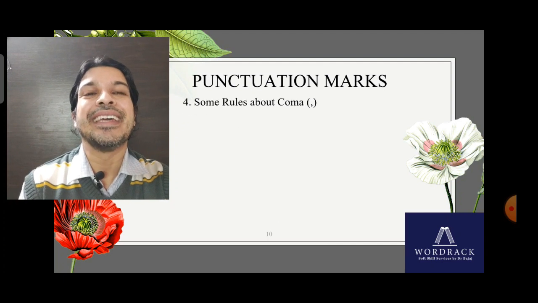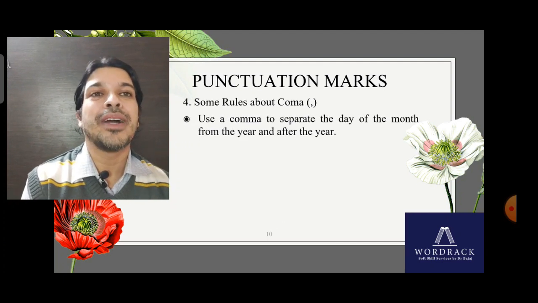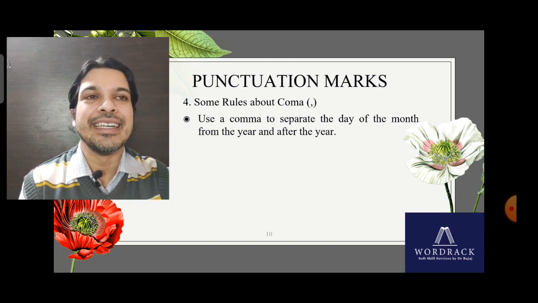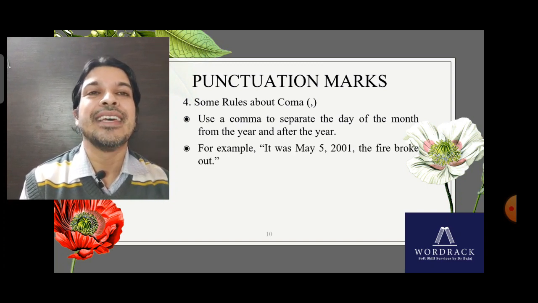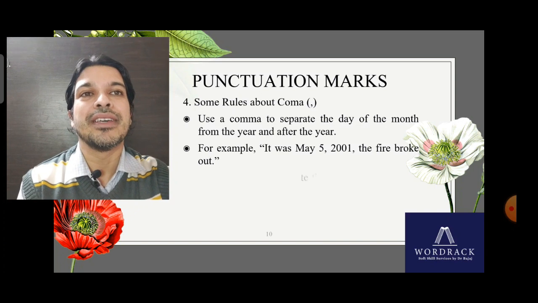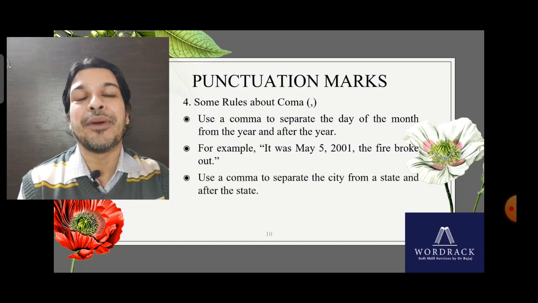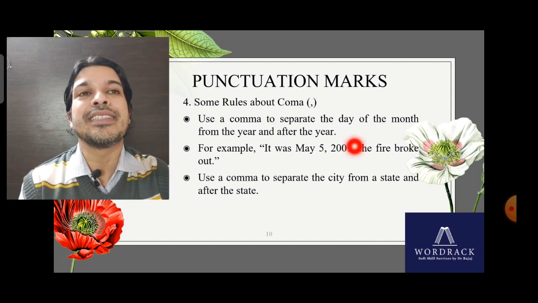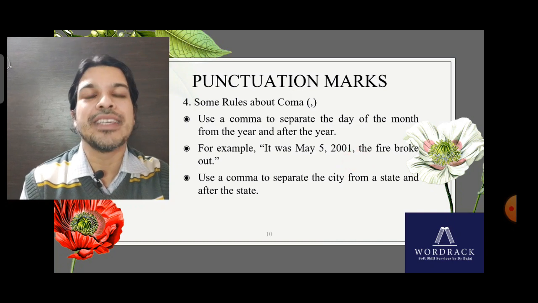Next important thing, use a comma to separate the day of the month from the year and after the year. So to separate this, we use a comma. Here's the example. It was May 5, and we put a comma after 5, 2001, comma, the fire broke out. So this is how a comma can be used. The important thing is that a comma has to be used even after the year in a complete sentence. We have put a comma after 2001 also, so kindly remember this.